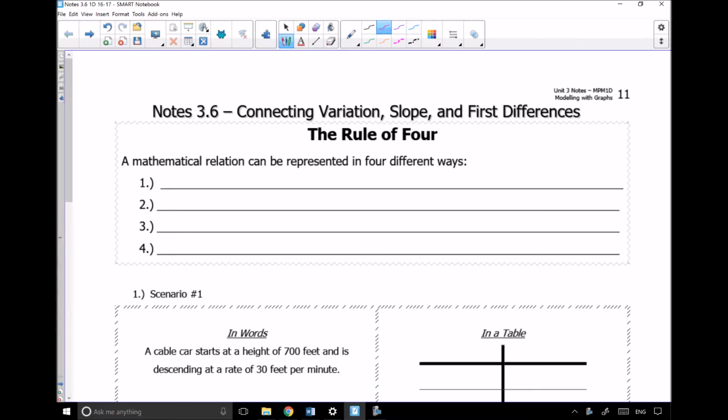The rule of 4 says that a mathematical relation can be represented in 4 different ways. Well, what are those 4 different ways? It can be represented in words. And when it's represented in words, we say it's represented verbally, or written representation. We can also have it represented in a chart.